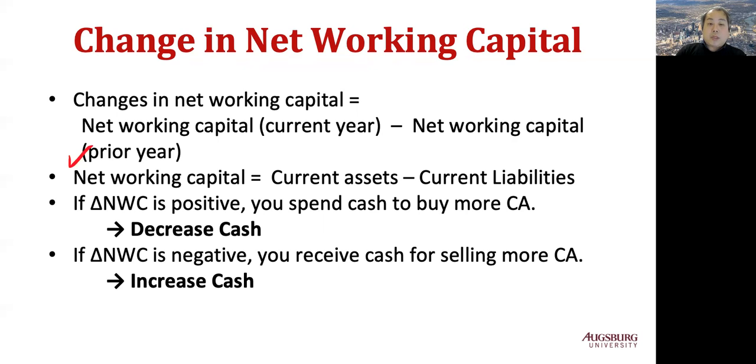If change in net working capital is positive, then you spend cash to buy more current assets, so cash decreases. If the net working capital change is negative, then you receive cash from selling current assets, so cash flow increases. That is how to find the change in net working capital. You can practice it in the pop-up quiz. Current asset and current liability items can be found in the balance sheet.